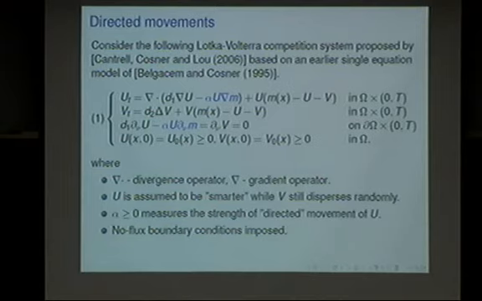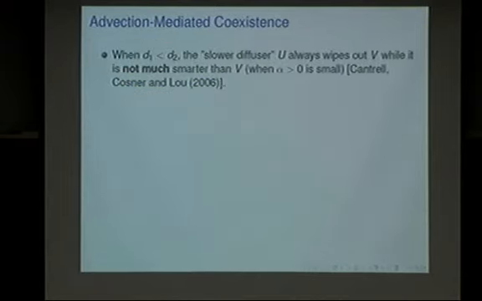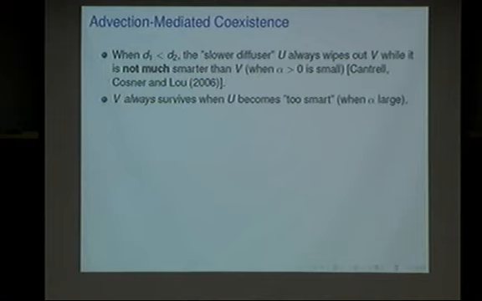All right. So that's what I just said. Now, when D1 is less than D2, we know the slower diffuser U always wipes out V when alpha is 0. They also show that when alpha is small, this is the case. They also show that V always survives when U becomes too smart, meaning when alpha becomes too large. Or put it this way, U will never wipe out V.